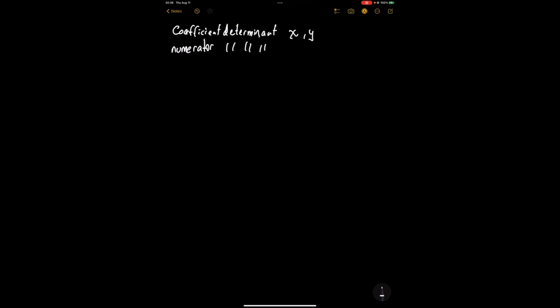What does that mean? It means you have some equations as follows: 2x plus 4y equals 2, and 4x plus 3y equals -7. What that is telling us is that you need to find the coefficient determinant. The coefficient determinant is another way of saying the denominator determinant, basically the common denominator.